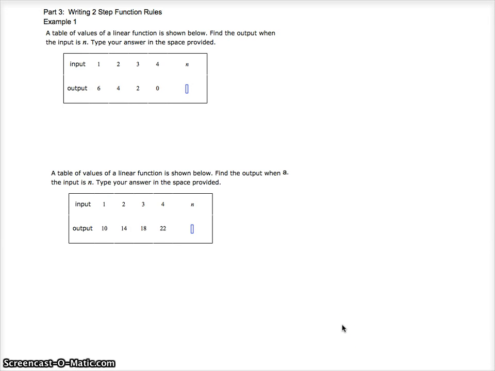Hello, welcome to part 3 of Understanding Functions. Here we're going to look at writing our own two-step function rules.